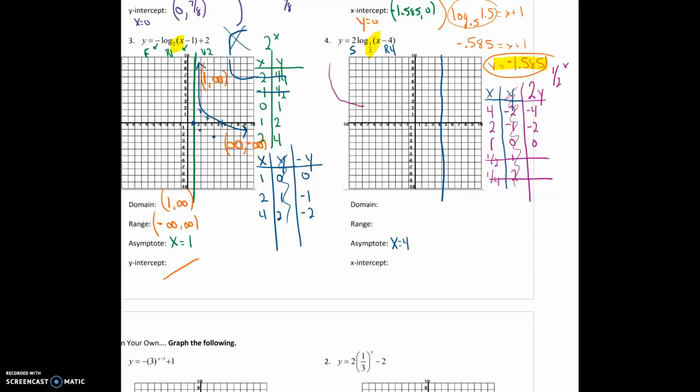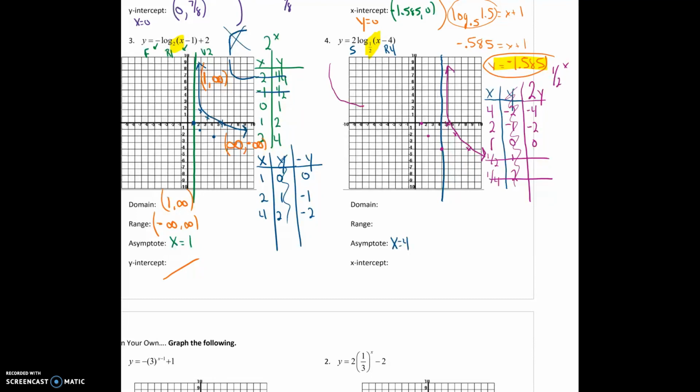I'm going to have 4, -4, 2, -2, and 1, 0. And now all these points are just going to move right 4, and right 4, and right 4. And I'll graph them flat along the wall, and then they can move out.